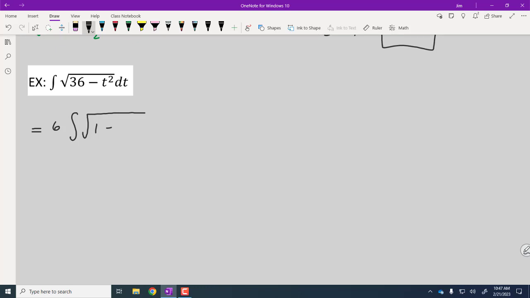And you said not u sub because, yeah, there's not a t on the outside. If there was a t out here, then regular u sub would work because the derivative of the inside here is minus 2t. But if there's not a t on the outside, then there's no way for the substitution to work. There'd have to be a t on the outside. So that's what tells us, let's try trig sub instead.